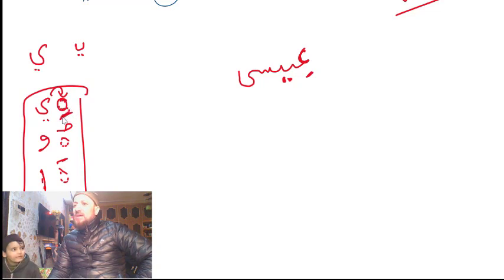Kasara. Kasra. It should have a kasara. The preceding letter is ain. To the ya, the preceding letter is ain. Is it having kasara? Yes, it's having kasara.